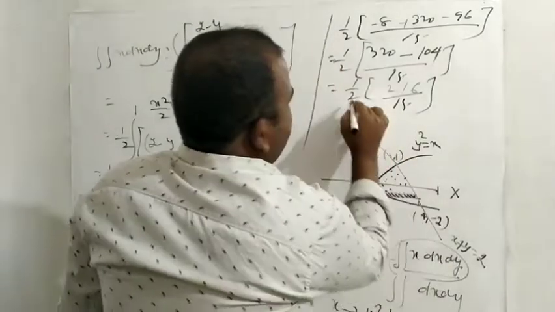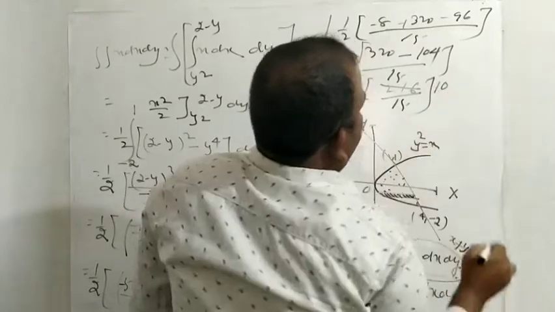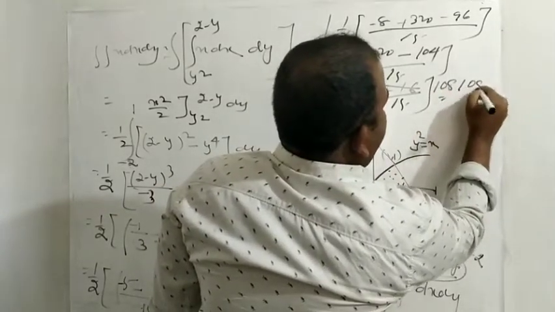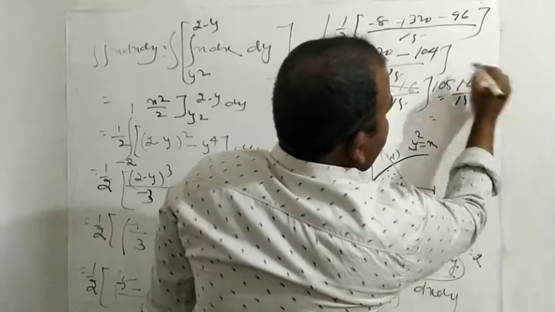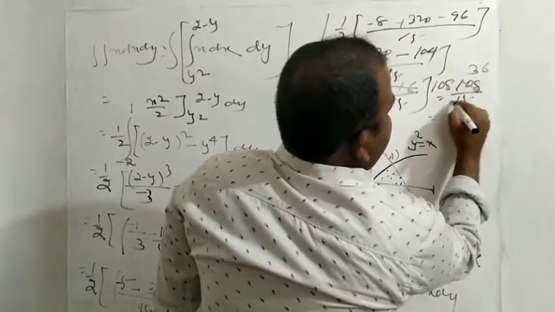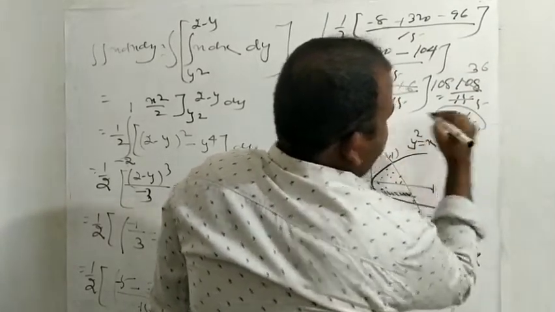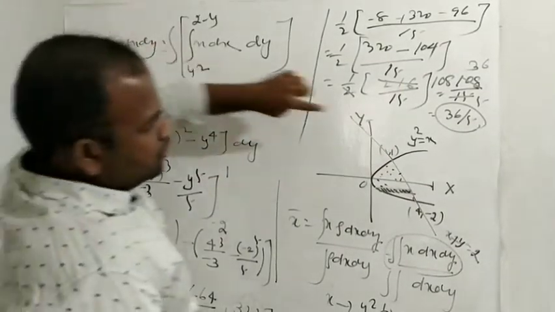So this is 2 1s are 0, 2 8s are. So this is 108 upon 15. So this is 3 3s are 9, 3 6s, 3 5s. So 36 by 5. So double integration of x dx dy equals 36 upon 5.